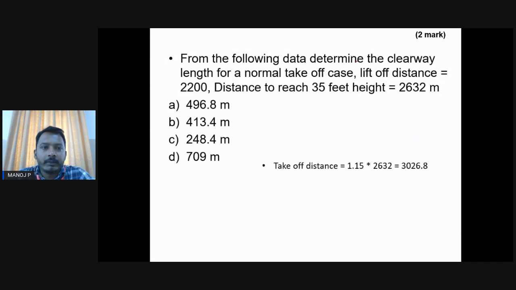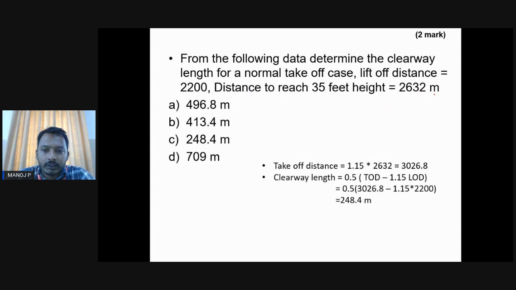From the following data, determine the clear way for a normal takeoff. Lift off distance is 2200 meters. Distance to reach 35 feet height is 2632 meters. Here, this is very easy. I think this will not be taught in textbooks. In order to calculate takeoff distance, that is 1.15 multiplied by the distance to reach 35 feet height. So that is equal to 3026.8.